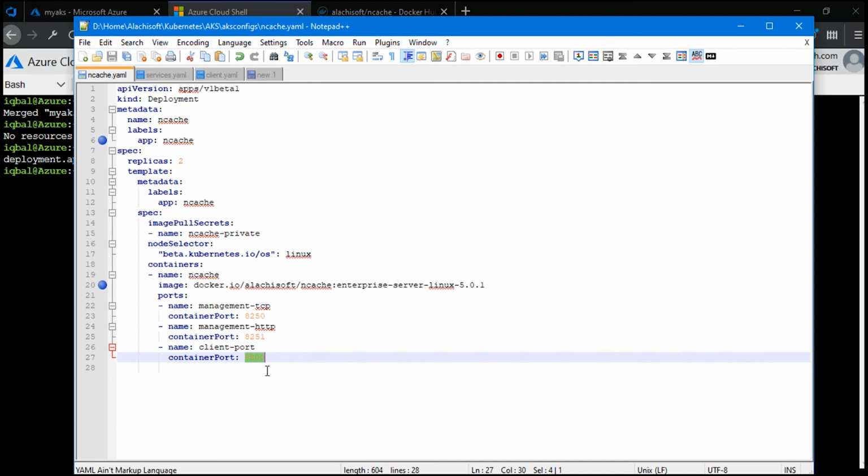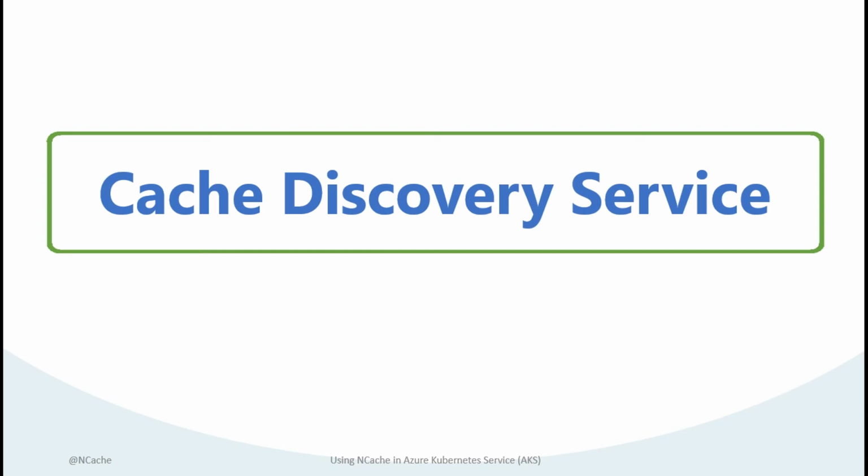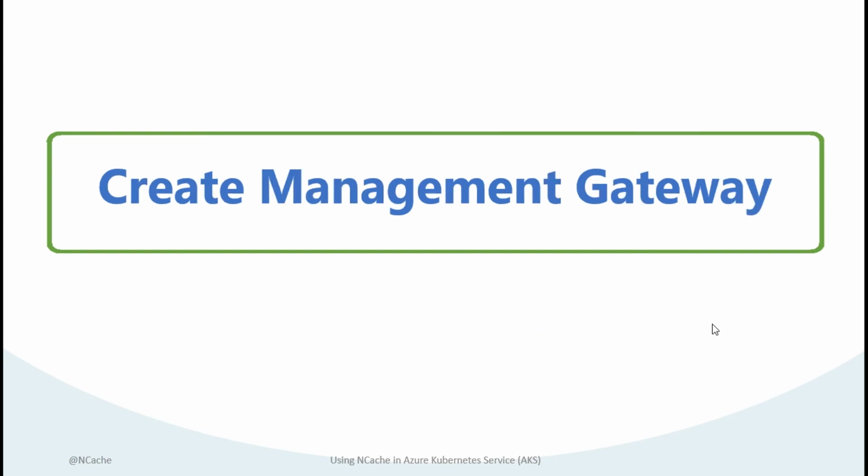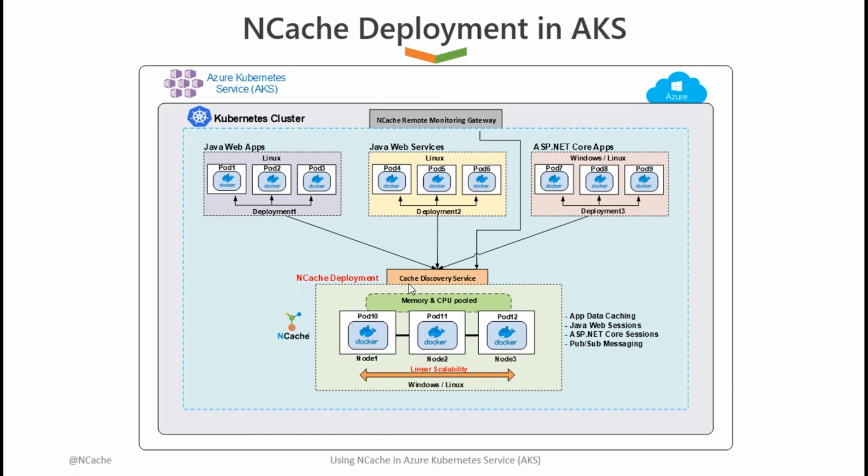We will create a discovery and management gateway next, and then we'll come back and review all these deployments at once. Now that our NCache server pods are successfully deployed in AKS, the next step is to create a cache discovery service as well as a management gateway in AKS. The discovery service would allow my client applications to discover, connect and use underlying pods within the cache cluster that we'll create. And then our remote monitoring gateway would allow any system admins from outside this Kubernetes cluster to manage and monitor these pods for the cache cluster.